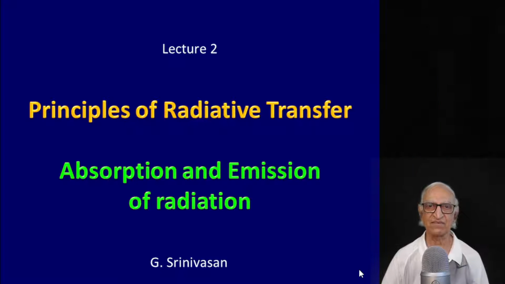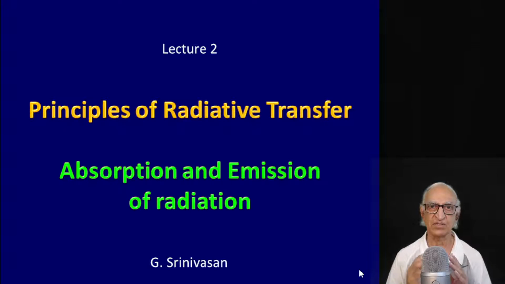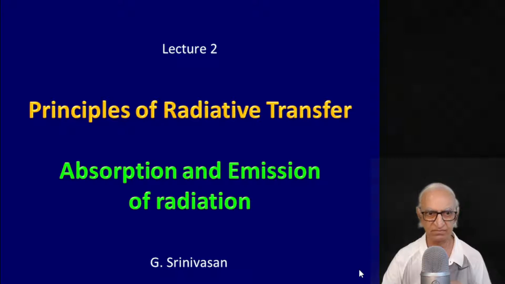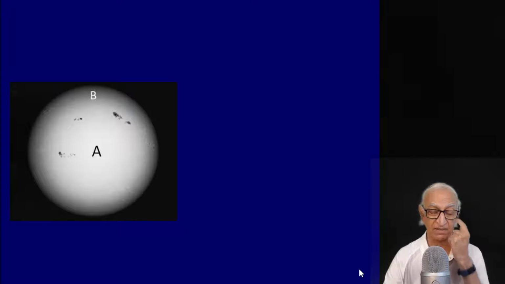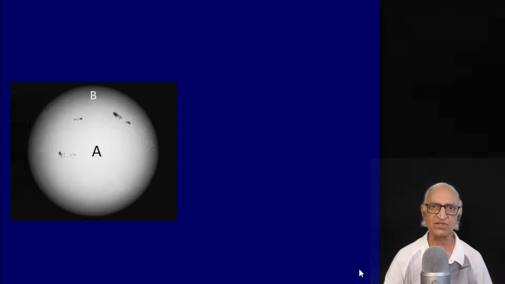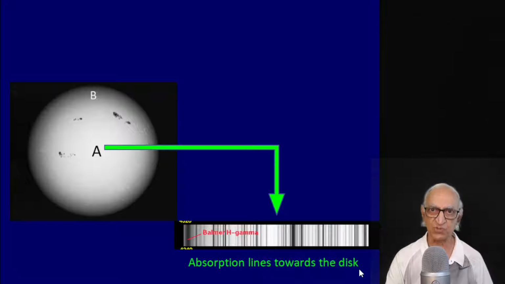In this lecture, we shall discuss the basic principles of radiative transfer, basic principles of absorption and emission of radiation. Let us go back to a puzzle that we had posed in the previous lecture. If you recall, when one looks at the spectrum of the light from the disk of the sun, one sees absorption lines.